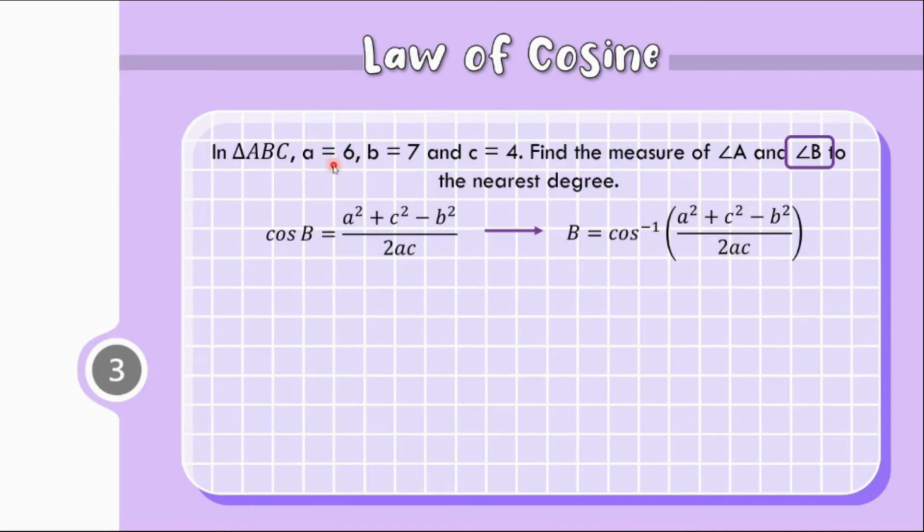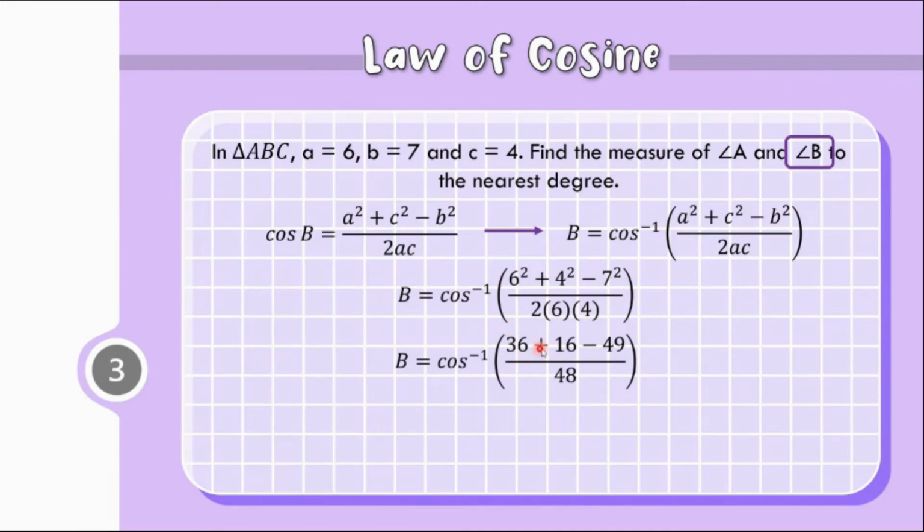This time, let us substitute the length of side A, length of side C, and length of side B, as well as here, length of side A and length of side C. Therefore, we will have arc cosine of 6 squared plus 4 squared minus 7 squared all over 2 times 6 times 4. Therefore, we will have here 36 plus 16 minus 49 over 48. Let us add and subtract this expression. Therefore, we will have 3 over 48.